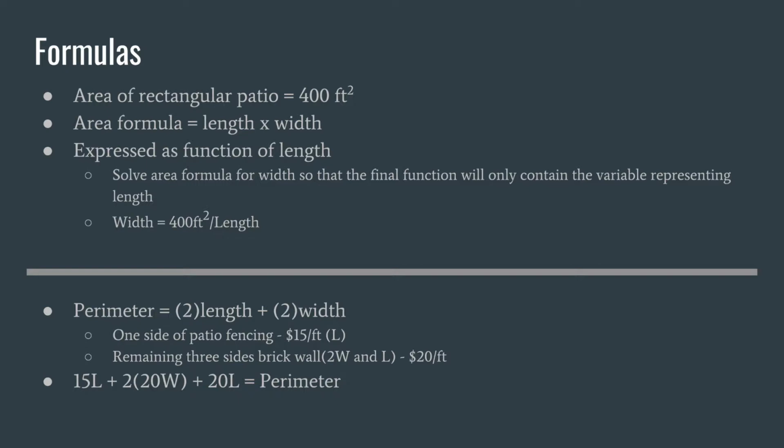20L equals perimeter. Because we are writing our equation as a function of length, it was necessary to revise our function to only include variables representing length. To make this happen, we used our area formula and solved for width, so there would be a value to plug in for W. In doing this, we found that W equals 400 feet squared divided by L.